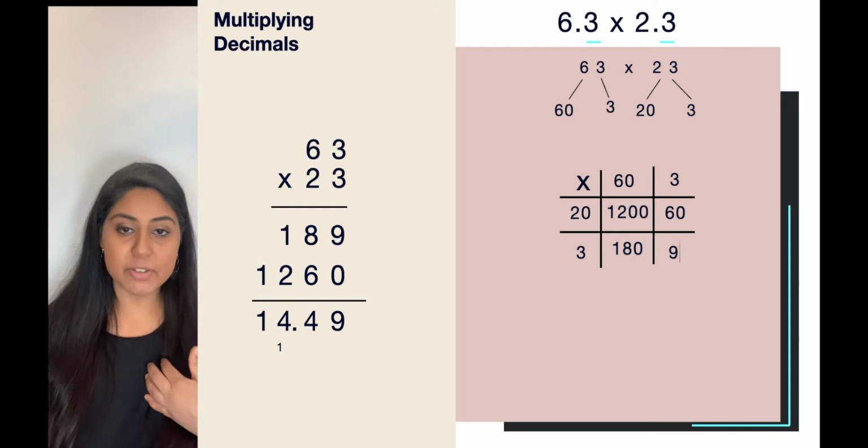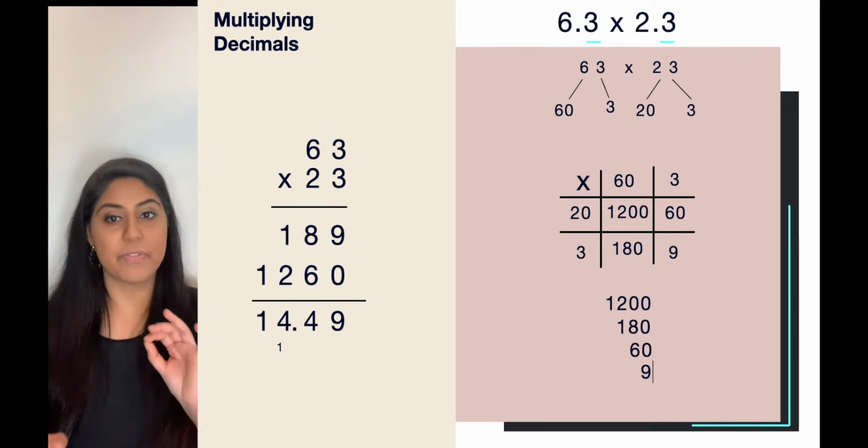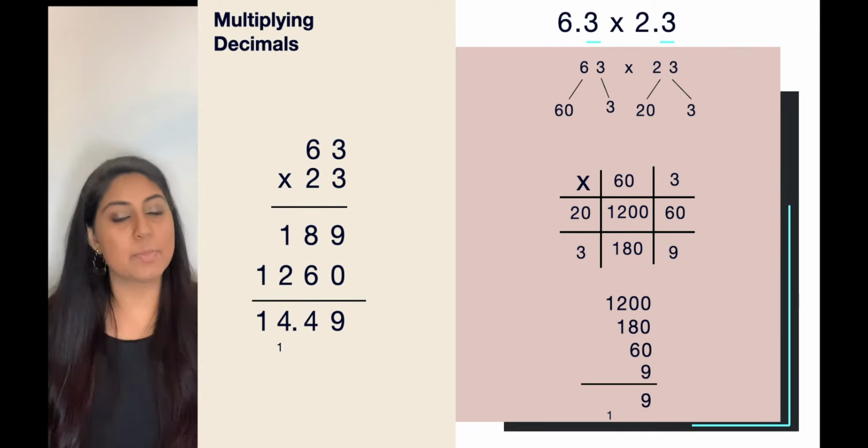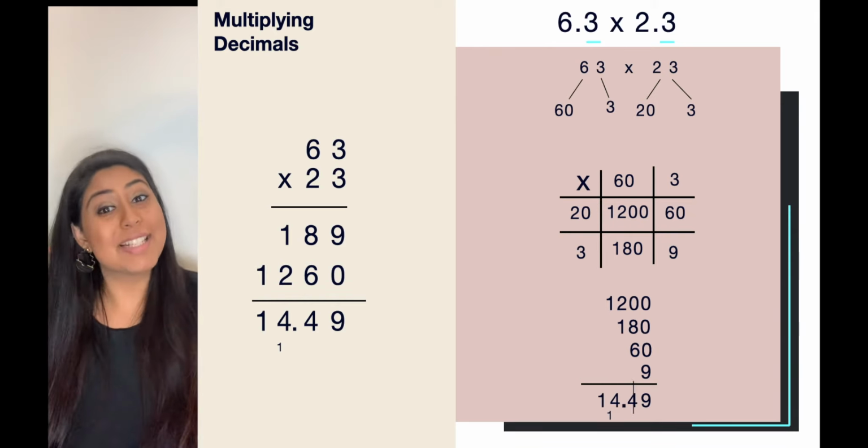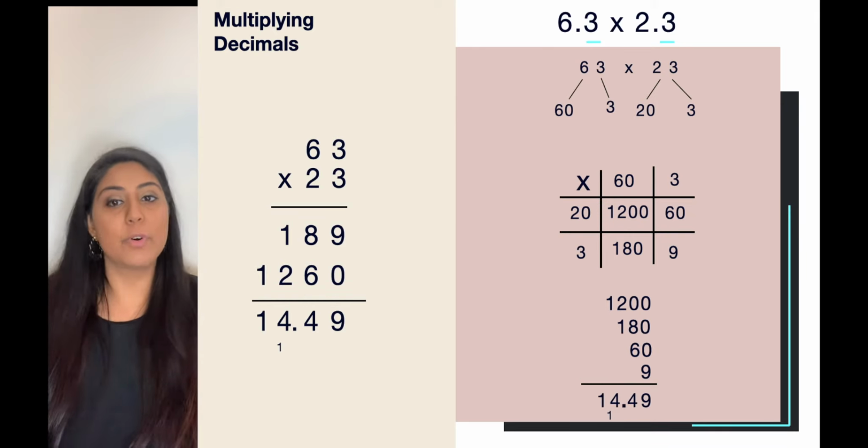Personally, my favourite is grid method. I feel like there's less room for error when you're looking at grid method, but it is personal preference. So we multiply 63 by 23, we get 1,449.